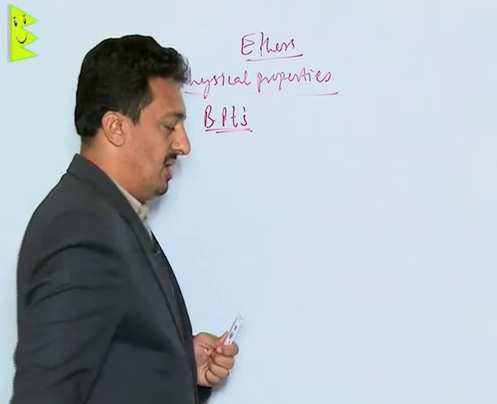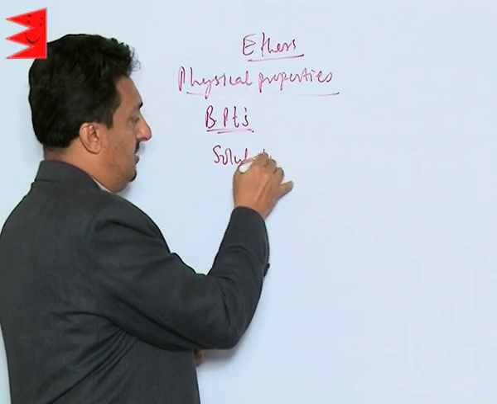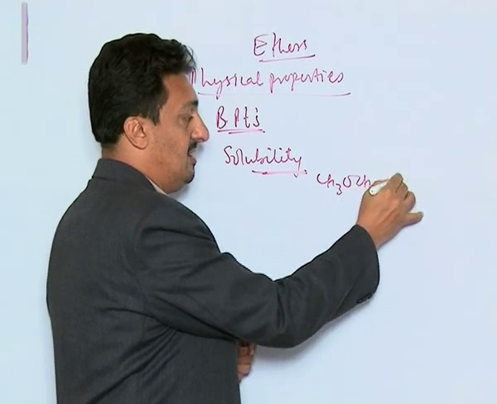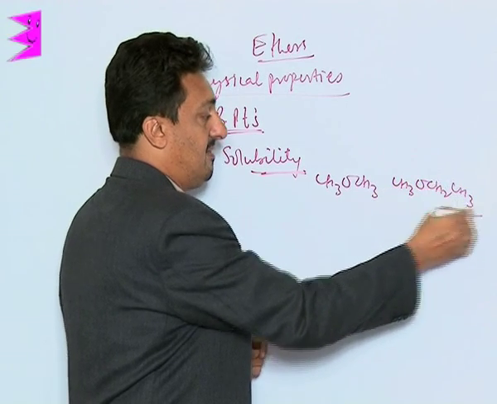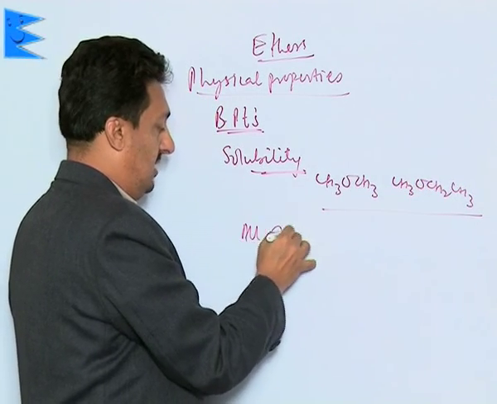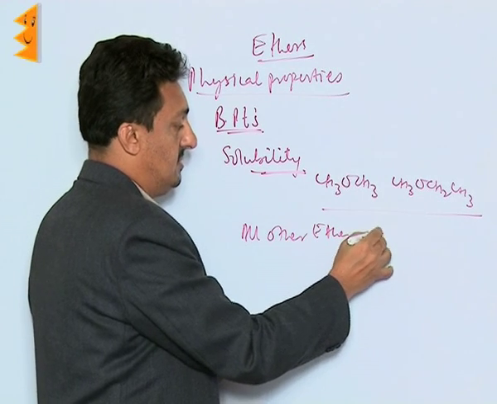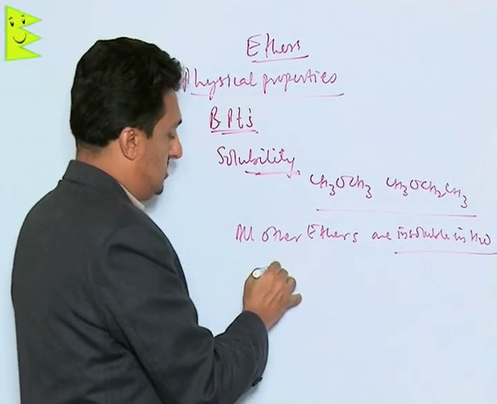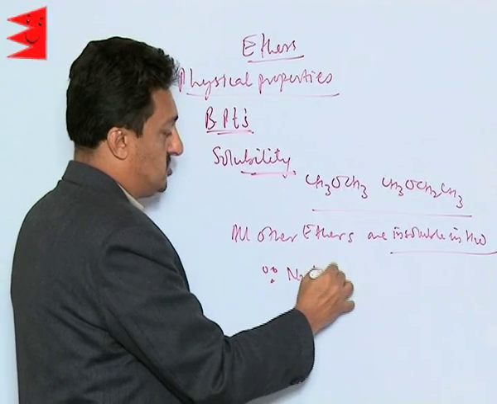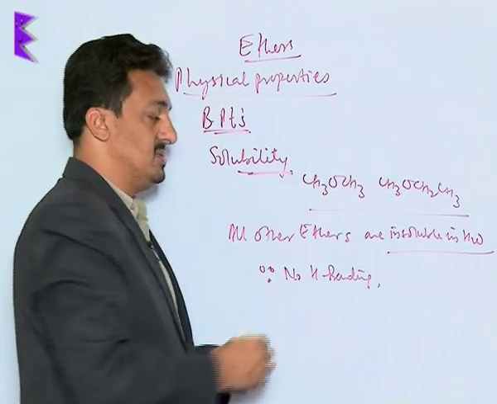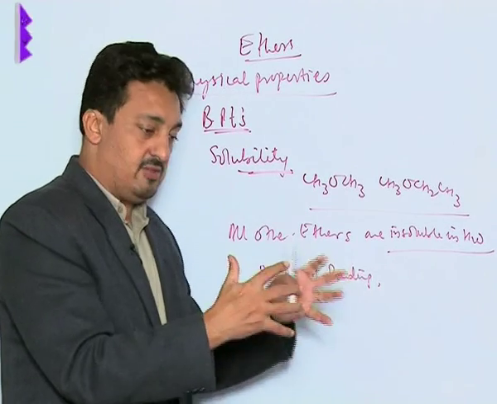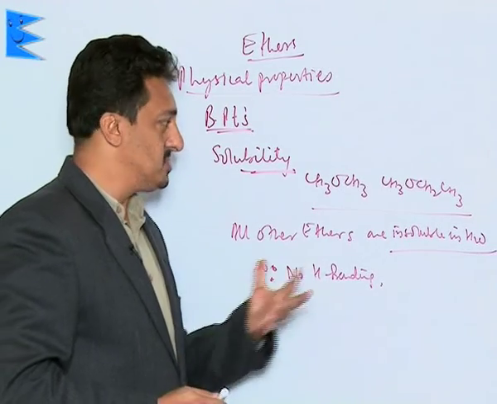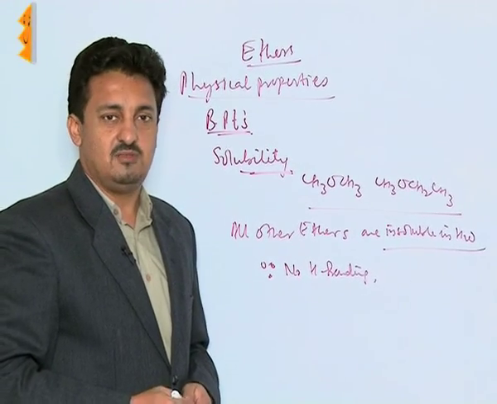Then let us discuss their solubility. Since they can't form hydrogen bonding, except dimethyl ether and methyl ethyl ether, all other ethers are insoluble in water, because there is no H bonding. The oxygen doesn't have any H, and there is large angle strain, torsional and steric hindrance created by the alkyl groups, so no hydrogen bonding is possible. So except these two, the ethers are insoluble or not miscible with water.